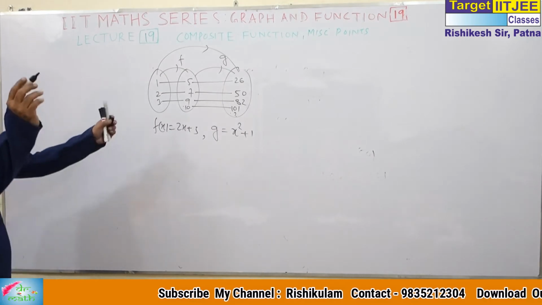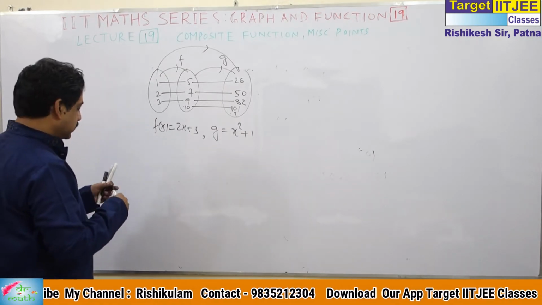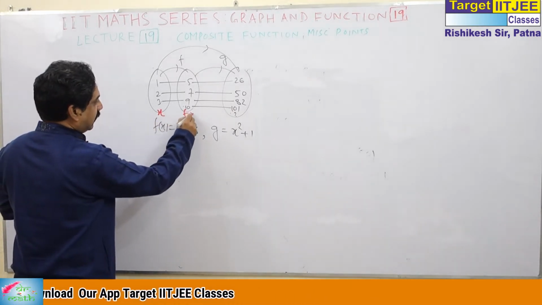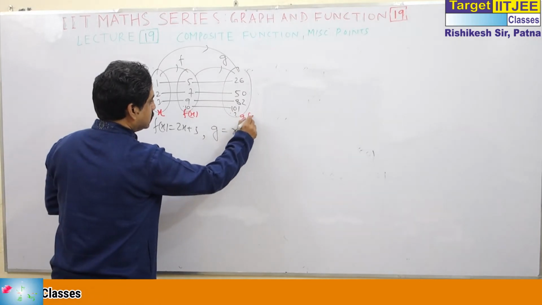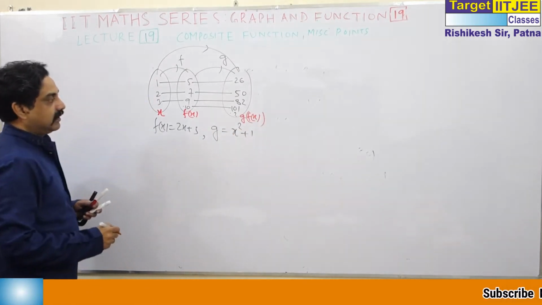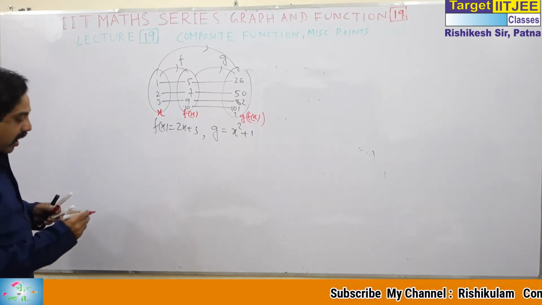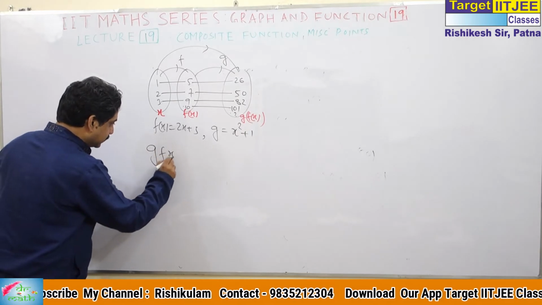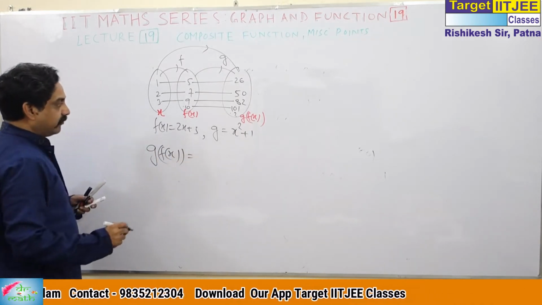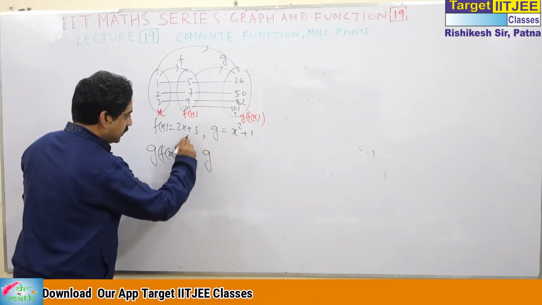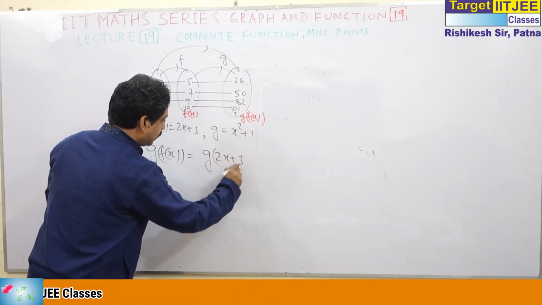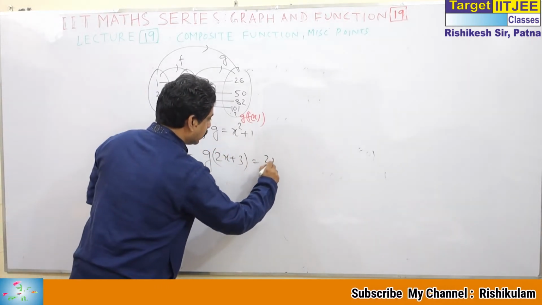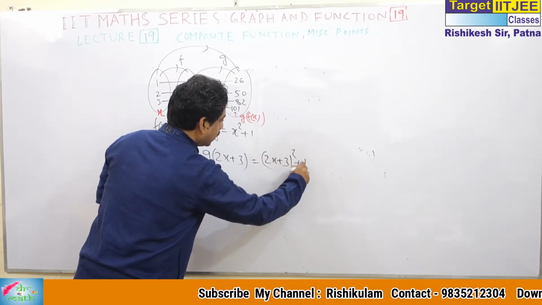How to define a function which just depicts from this to this? So what do we take? Now see. If this is x, then this is f(x), then this is g(f(x)). This is the composition. How to write g(f(x)) now? We write it as follows: g(2x plus 3), and g is defined by x square plus 1, so (2x plus 3) whole square plus 1.